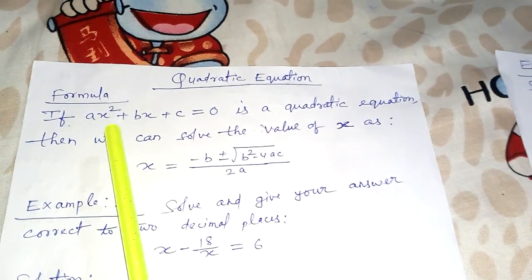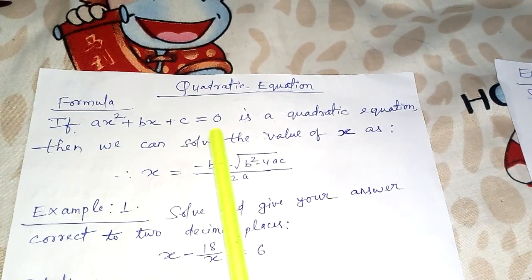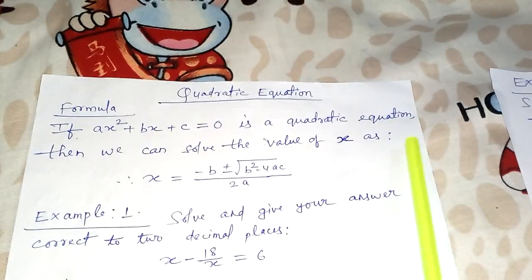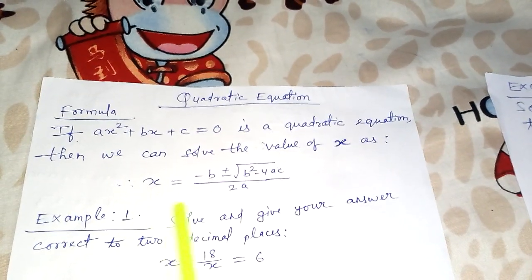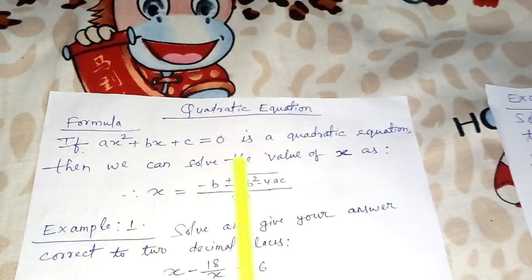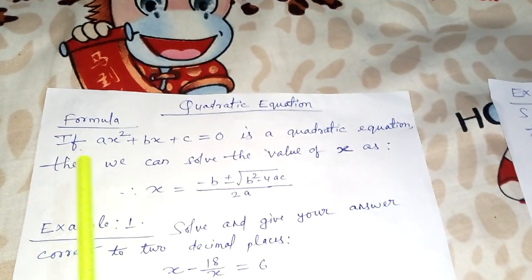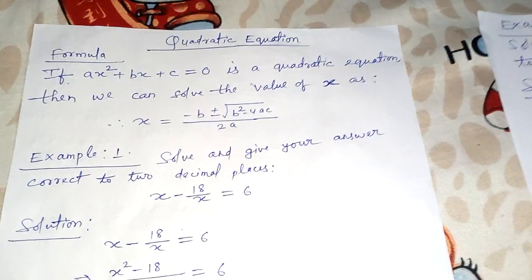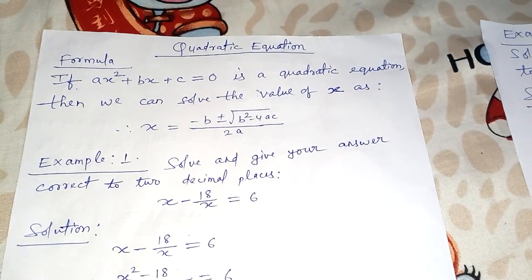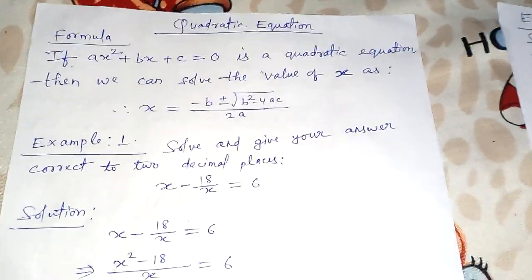As you know, ax square plus bx plus c equal to 0 is a quadratic equation, and we use the Sridhar Acharya formula to solve for the value of x. But today the questions are a little bit different. I will say a little bit advanced question, but very easy questions.